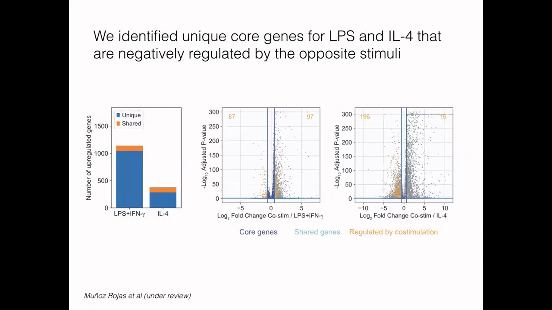And so we decided to focus on, I already told you that some things are negatively regulated, like LPS negatively regulates IL-4 and vice versa. So we focused on the genes that had that property because our thought was, well, maybe that is a way the cell is trying to impose some order on the system, for example. And so we found 87 genes that are upregulated in response to LPS, but downregulated in response to co-stim. That's what I'm showing you there in the middle. And then on the right, there's about 200 that were upregulated with IL-4, but downregulated with co-stim. And so those are the ones we focused on next.